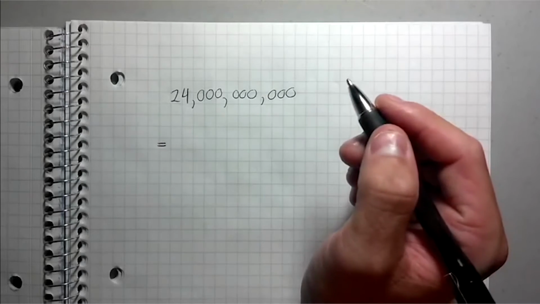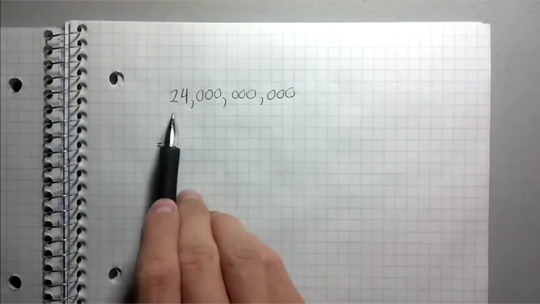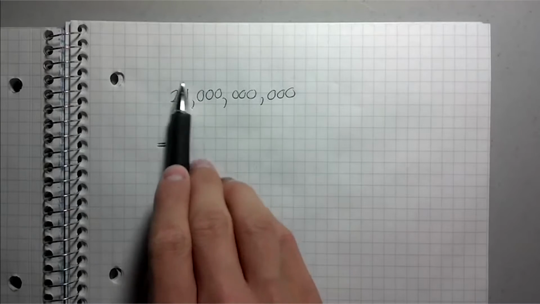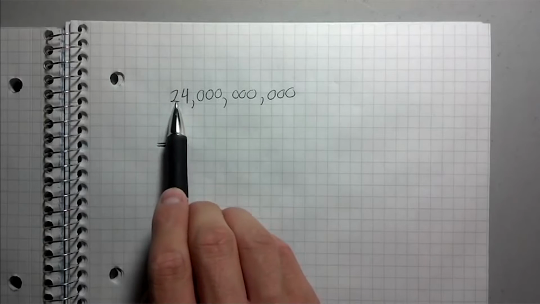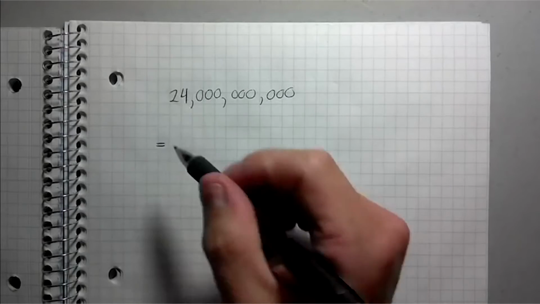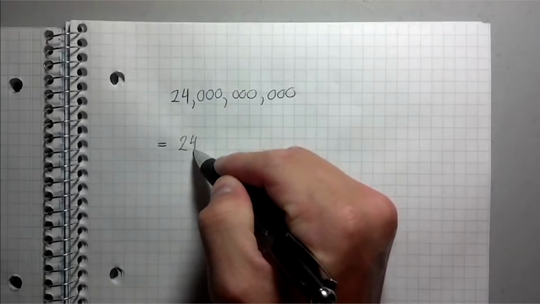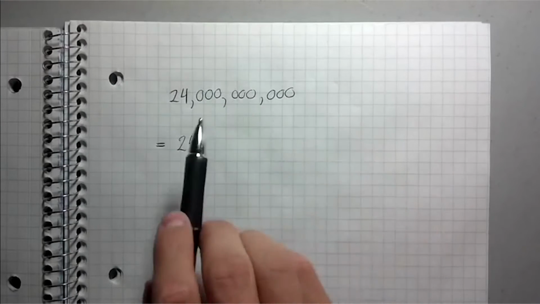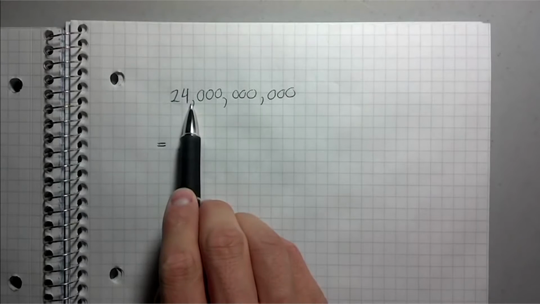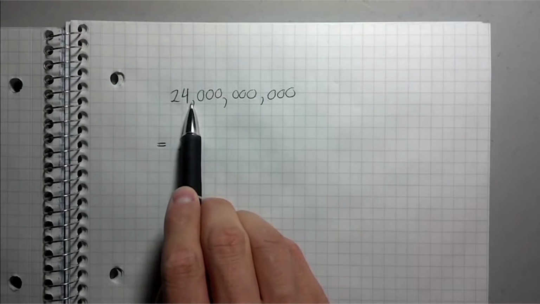The steps to doing scientific notation: you look for the part of the number that contains the information. It contains the actual numbers instead of just a bunch of zeros. See what I'm saying? So in this case, it's 24. So I'm going to write 24. Now, I'm going to count the number of zeros after the point where I cut it off.